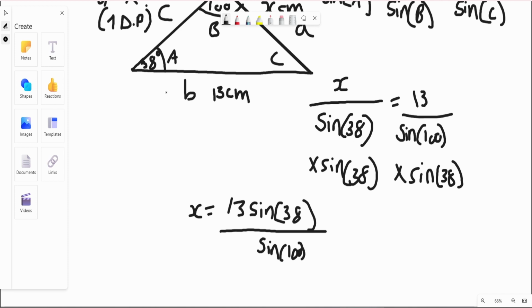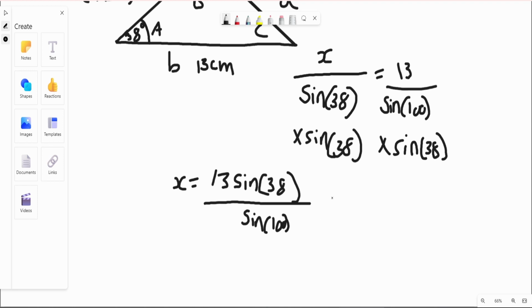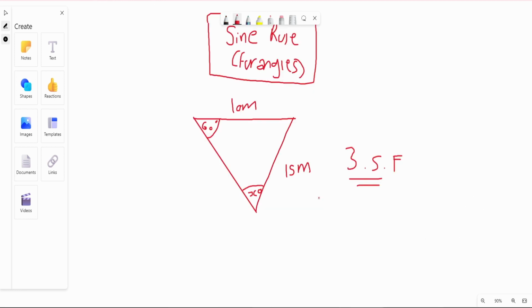Now the question asks us to leave this to one decimal place, so that's what we'll do. Let's get our calculator out and work this out quickly. It is 8.1 to 1 decimal place. That is our answer.